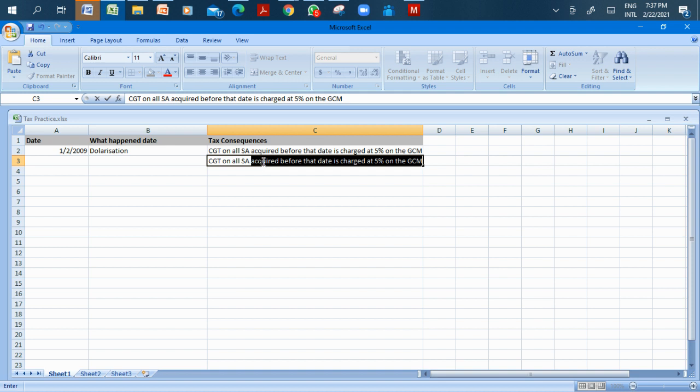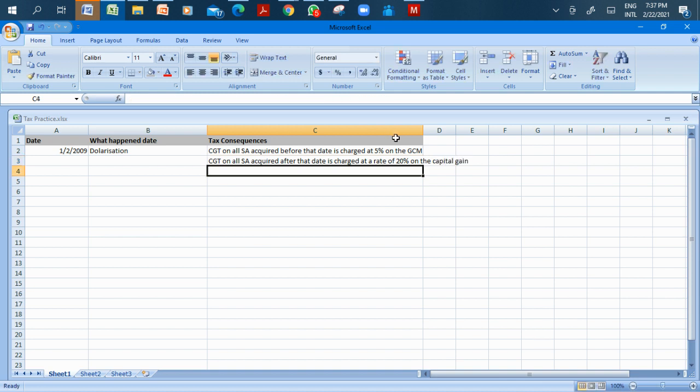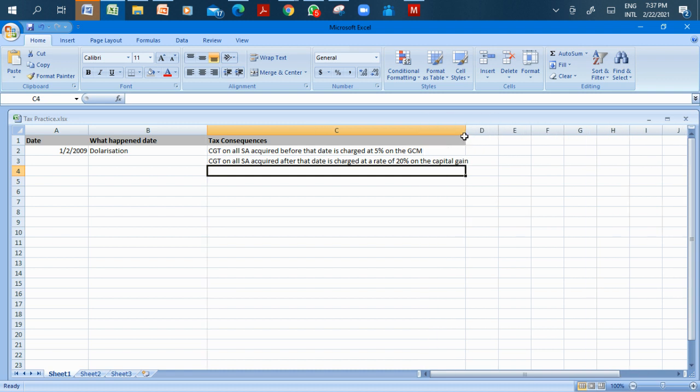And CGT on all specified assets acquired after that date is at a rate of 20% on the capital gain. Okay. That's it for this date.